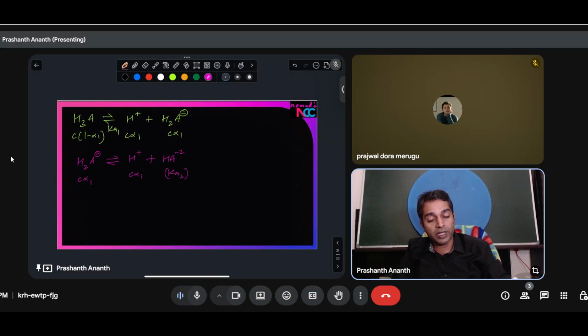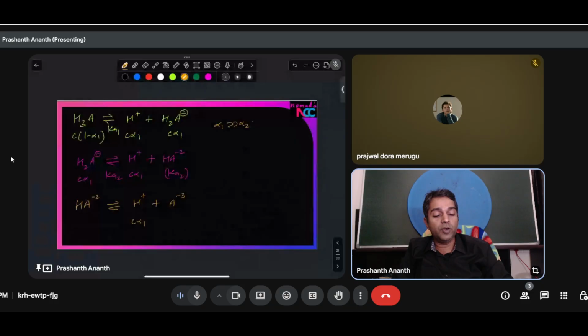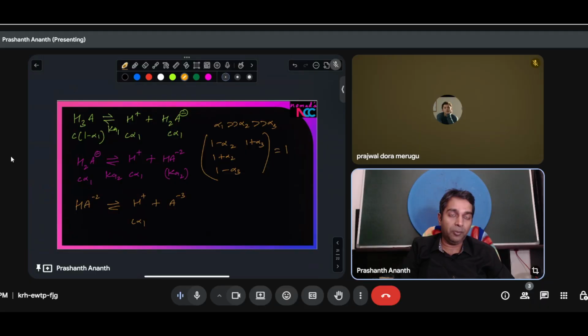Third equation we will have is HA²⁻ dissociating further to give more H+ and A³⁻. What do I have over here? This will still be Cα1. Nothing will change this. α1 is going to be much greater than α2, which is going to be much greater than α3. So we will say 1 minus α1, 1 minus α2, 1 plus α2, 1 minus α3 and 1 plus α3. All of these are going to be approximately equal to 1. We can happily approximate that.